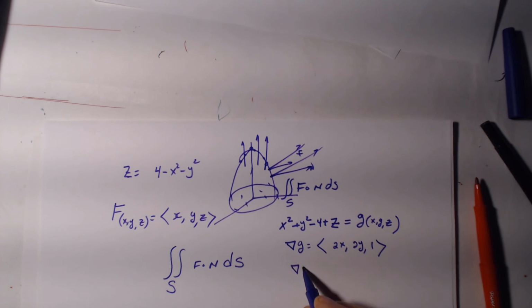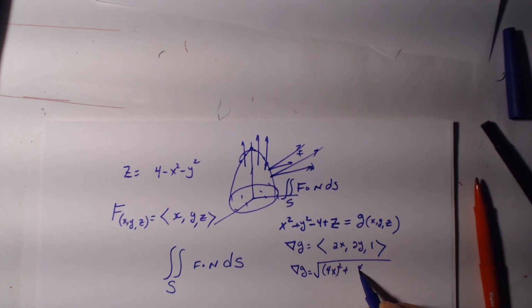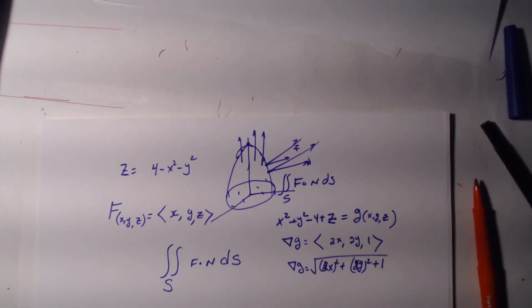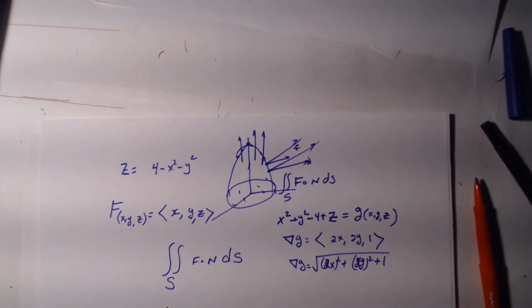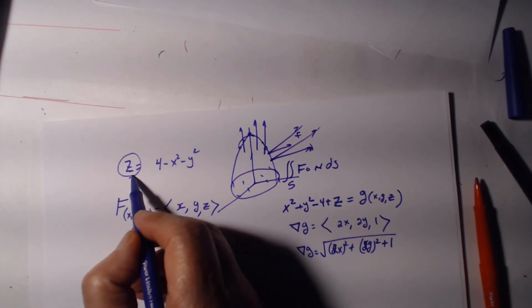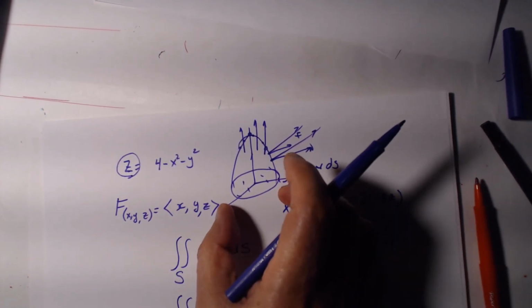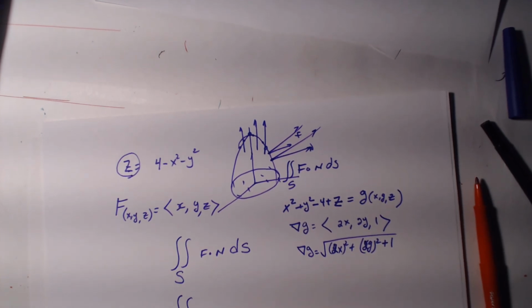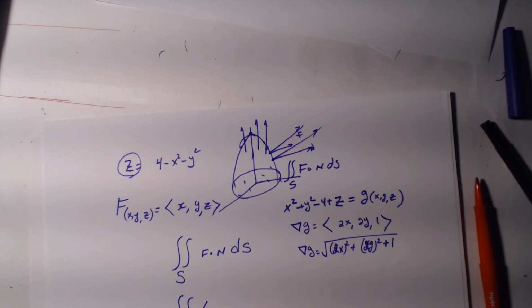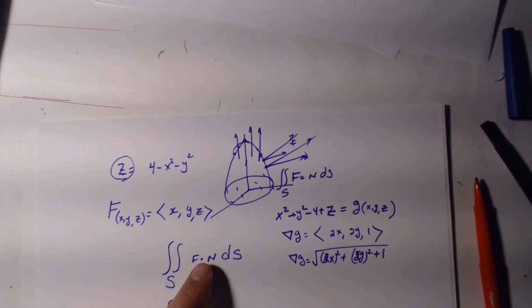And the magnitude of the gradient is the square root of 4x squared plus 4y squared plus 1. Therefore, I need a region here. The region means z must be 0, the projection of that surface over the xy plane. And I have a vector field, which is x, y, and z, dotted with a normal vector.